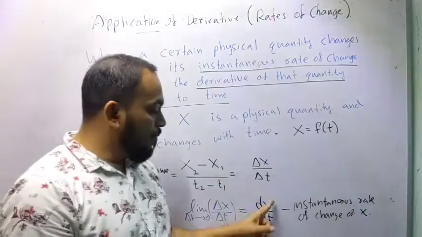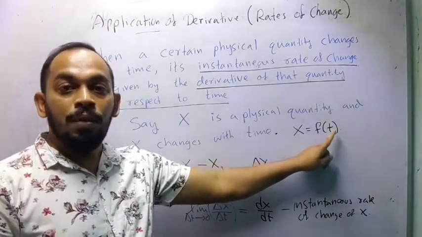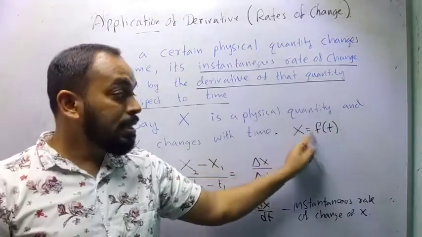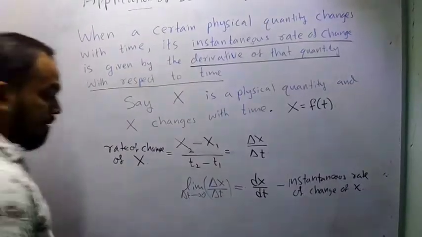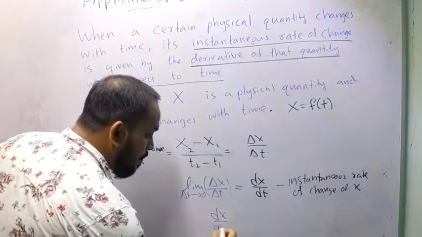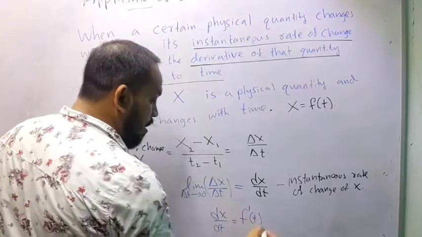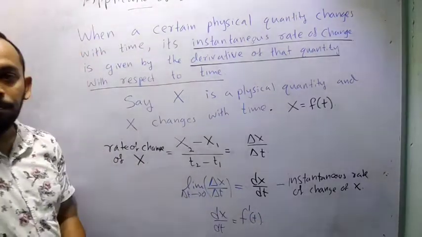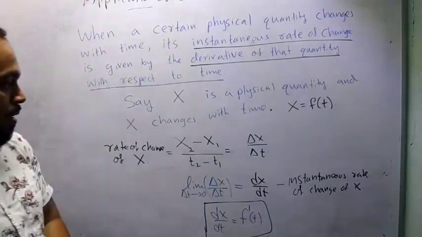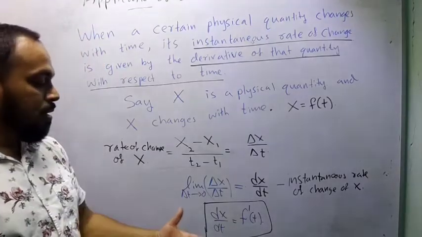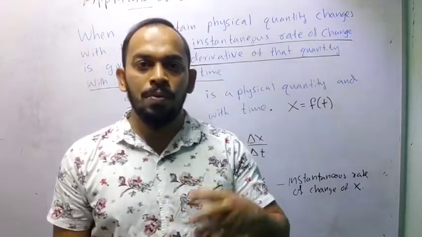It's very important. Now if you can find a function, if you can show x as a function of time, then you know how to derive this. In that case, dx by dt is the derivative of this function, which is represented as f prime. It's very easy, right? So let's define what instantaneous velocity and instantaneous acceleration are, because we'll be using them.